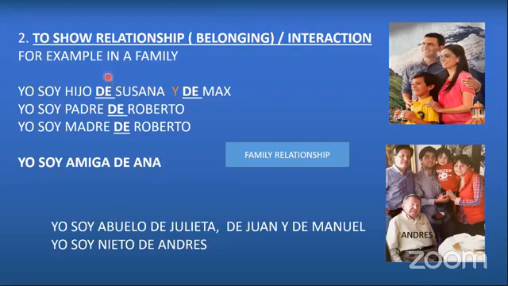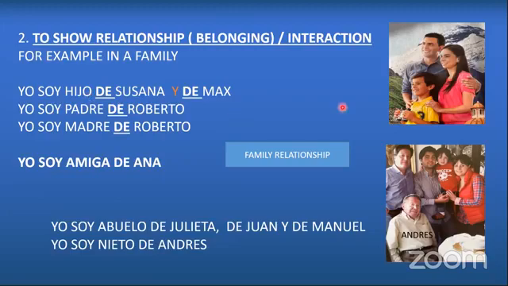So yo soy hijo de Susana. In this case, de is putting a connection between this little kid and the parents. Yo soy hijo de Susana. Yo soy hijo de Max. And I put the Y in orange here, because remember the Y in Spanish we pronounce like E and it means and. I am son of Susana and Max. Yo soy hijo de Susana y de Max. De is the connection, showing the relationship.